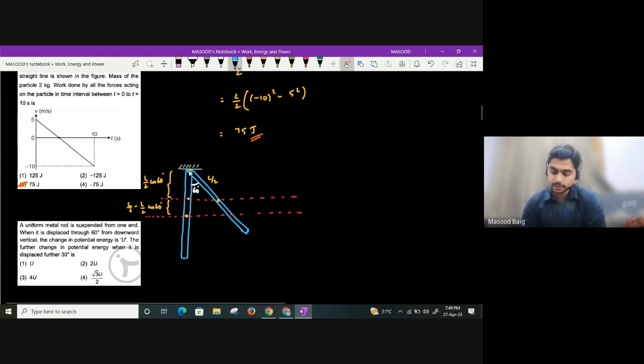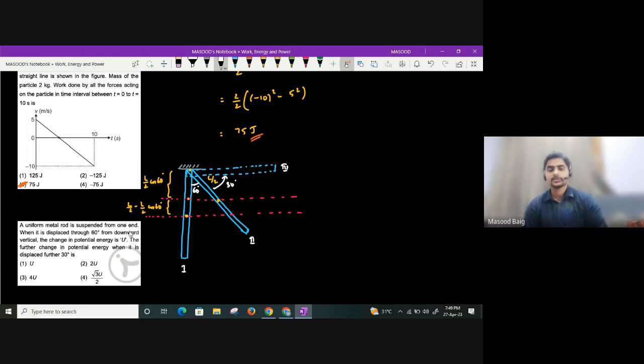Further, if I am rotating it by 30 degrees, means overall, will I rotate it by 90 degrees or not, guys? So overall, I have rotated by 90 degrees. Then what is the change in potential energy they are asking? So further, I have rotated by 30 degrees. So you see, this is our first position. This is our intermediate position. This is our third position.